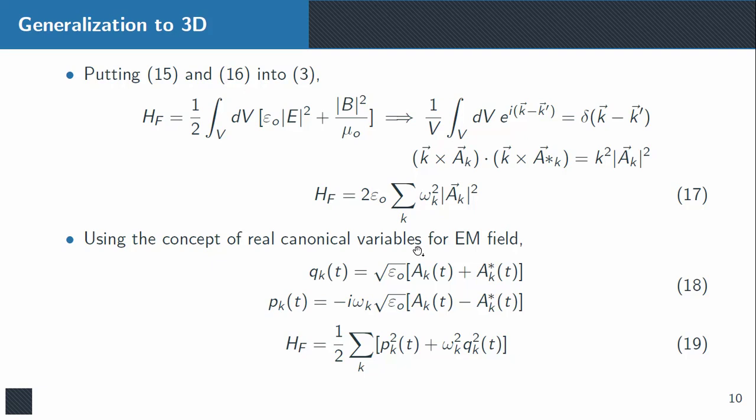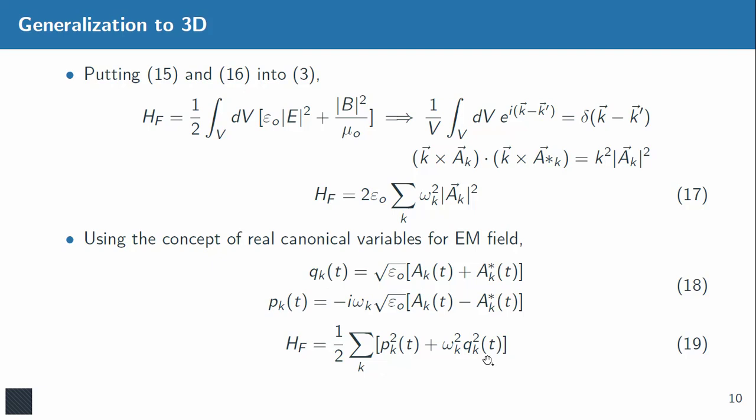And real canonical variables are just like the momentum and position of the EM wave, as they are out of phase with each other. As an example, if the position or q canonical variable is varying as a cosine, then the momentum variable will be varying as a sine function. So we could put these values in that. By simplifying these, we could see that the Hamiltonian has this form in equation 19.